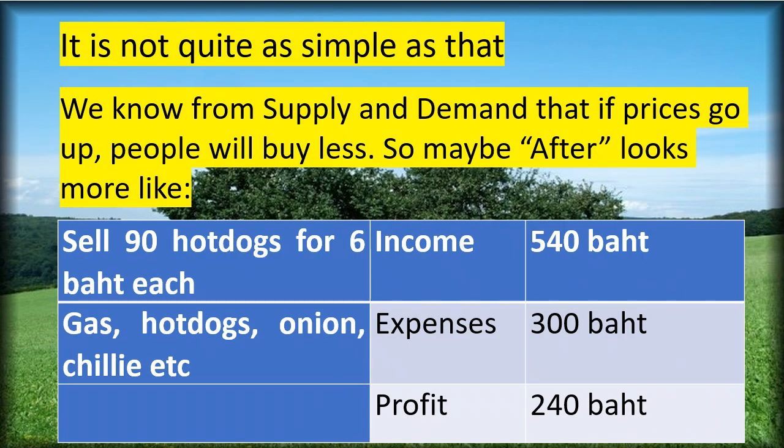It's not quite as simple as that. We know from supply and demand that if prices go up, people will buy less. So maybe after looks more like this. We sell 90 hot dogs for 6 baht each, not 100. So we only get 540 baht in, and our net profit is 240 baht.